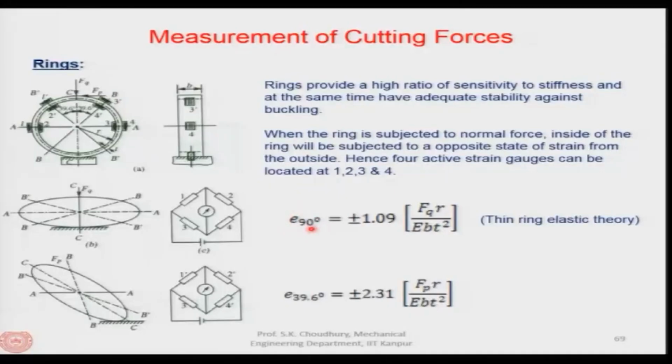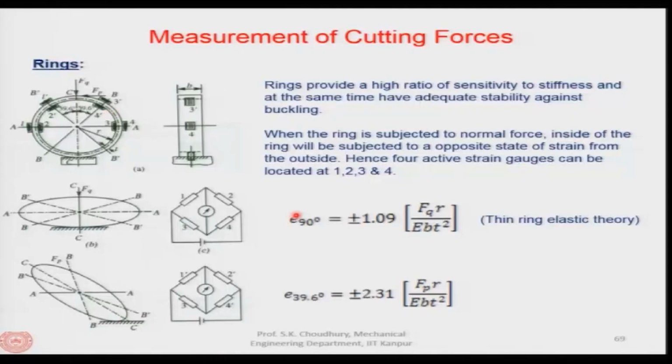that 39.6 degree. Now, it has been seen that the E90 at this 1, 2, 3, 4 will be plus minus 1.09, this is the coefficient, and F q, because it will be sensing the F q, R is the inside radius, that is, from the center up to the dotted line shown here, it is the R. And E is the Young's modulus of the material of this structure, B is the width as shown, and T is the thickness of this wall of the structure.